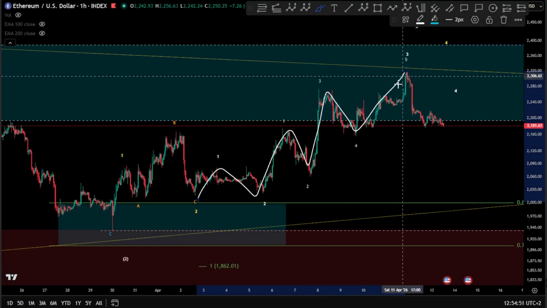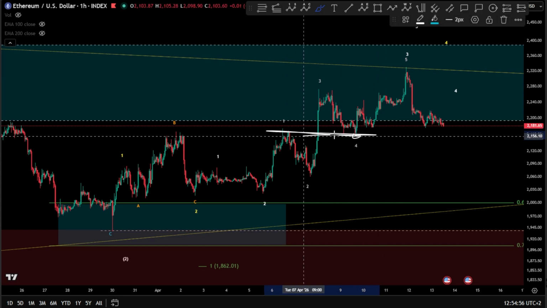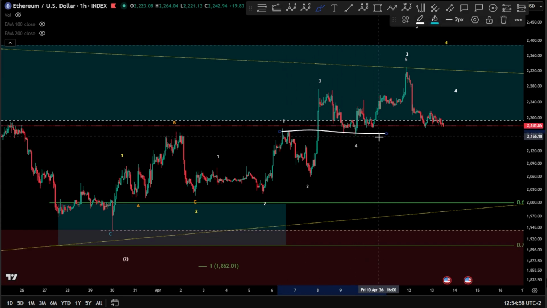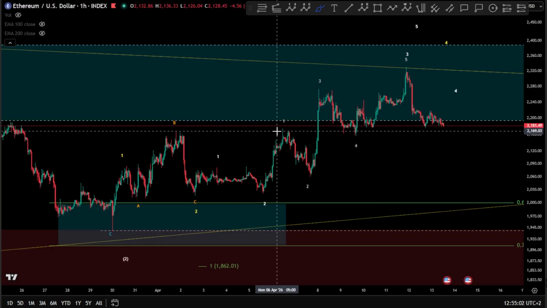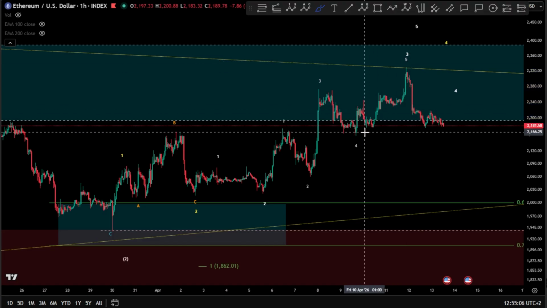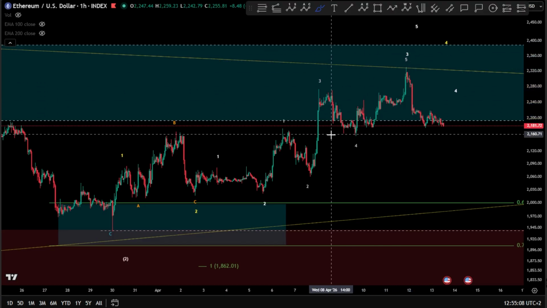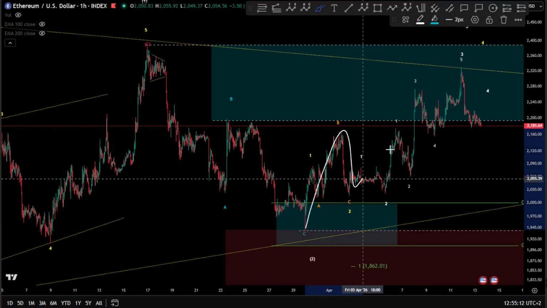3, 4, and a 5, which I doubt as well, because this wave 4 somehow interferes with the zone 1, even if only with the wicks from this correction and this one. I start to doubt it somehow, but anyway, it has given us a new high here, of course, for this potential scenario. But I'm still looking for a potential ABC at the end.